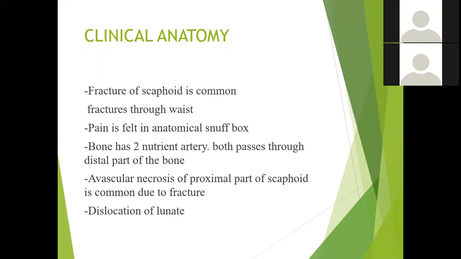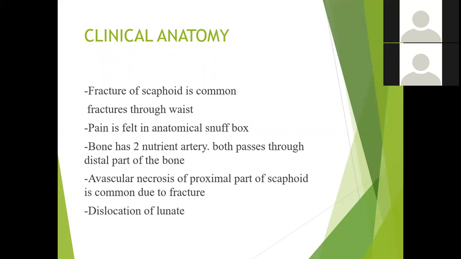Okay. So fracture of scaphoid is more common, and most of the time the fracture happens in the waist of the bone. During this fracture, the person will feel pain in the anatomical snuff box. Most of the time this fracture will lead to avascular necrosis. Why we can see this avascular necrosis in this bone is because this bone receives two nutrient arteries. Both the nutrient arteries pass through the distal part of the bone.